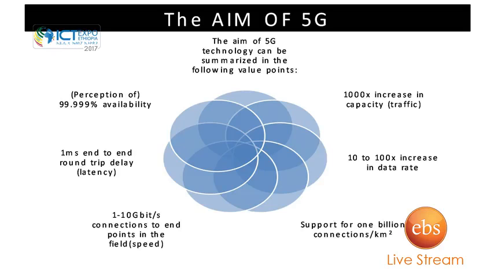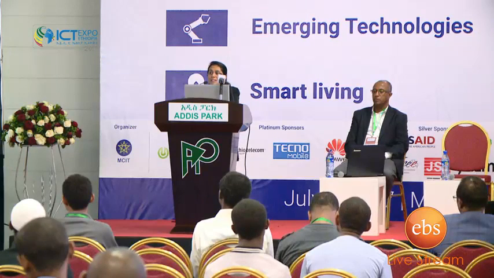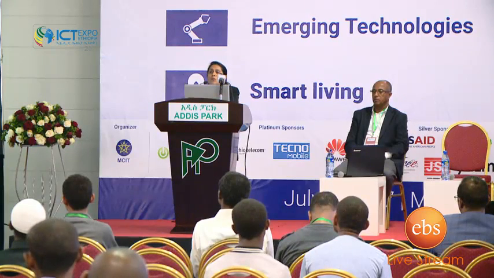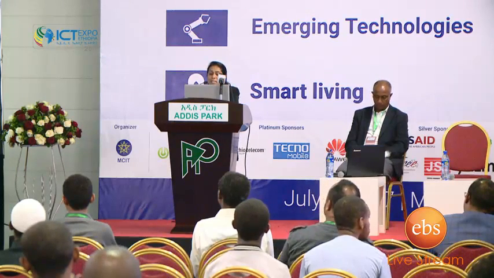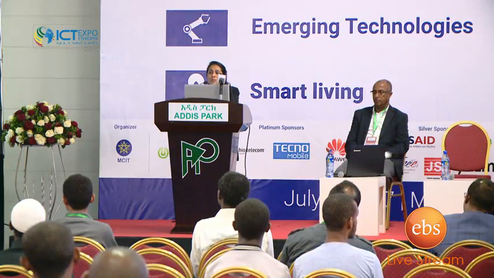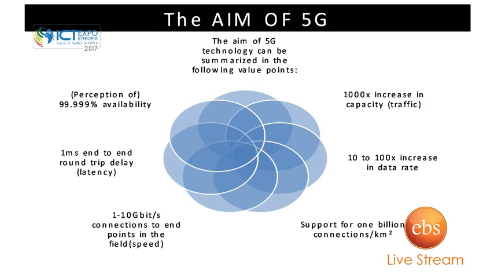What is 5G offering for you? 5G wants a 1,000 times increase in the capacity, that is your traffic, and a 10 to 100 times increase in your data rate, and support for 1 million connections per square kilometer. Can you just imagine this? We cannot even imagine this, isn't it? Per square kilometer, they are planning to support 1 billion connections. It could be devices or it could be people to people. Then 1 up to 10 gigabits per second connections to end-to-end point.